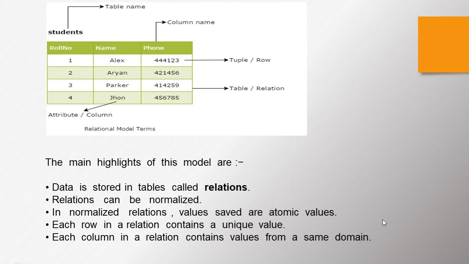Each row in a relation contains a unique value, and each column in a relation contains the same domain value only. This is a best example for relational model. It is totally a record based model. Everything is stored in a table. That is the relational model difference. So in ER model, we store everything in a diagrammatic representation, whereas in relational model, we store everything in tables.